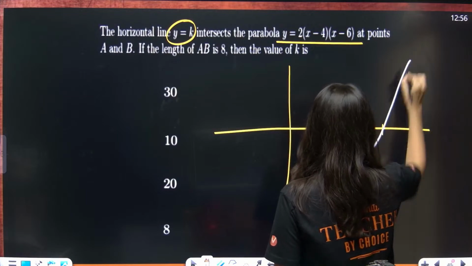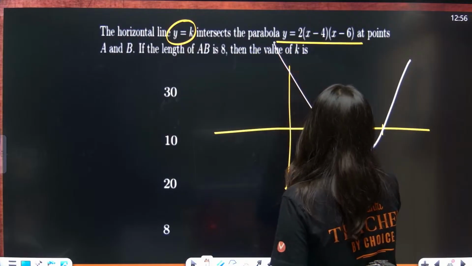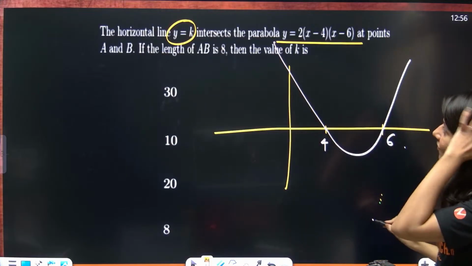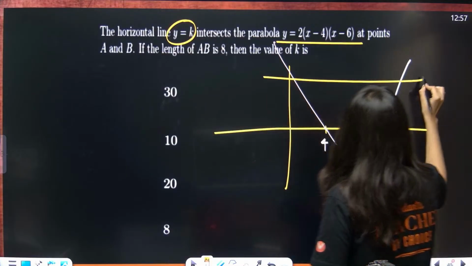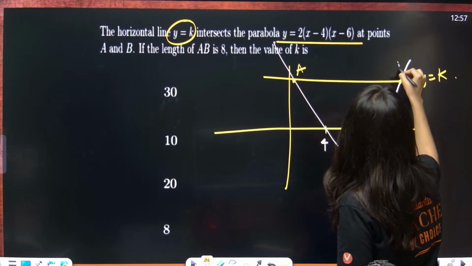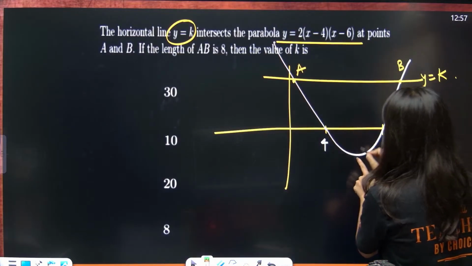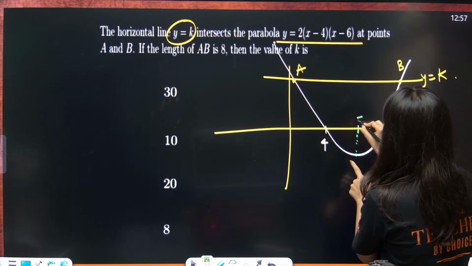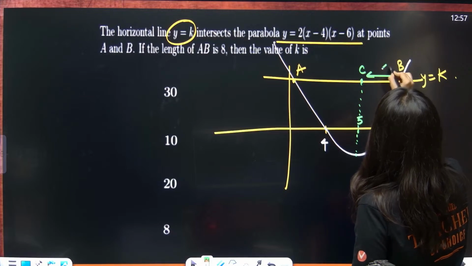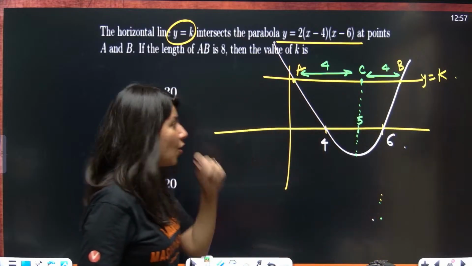Okay. So this is 4, this is 6. Okay. All right. Now what they are saying is y is equals to k. So this is the line y is equals to k. Intersect at A and B so that length of AB becomes 8. If length of AB becomes 8, now let me just talk about it. This point is x is equals to 5. And if this is C, B, this is your 4 and this is also 4. This is how the symmetry says. This is the symmetry of a parabola.